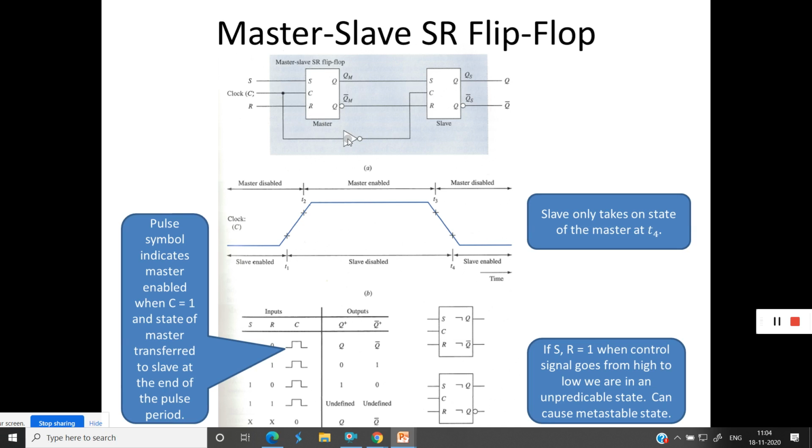So 0 will come at the input of the inverter, 1 will come here. So 1 will come at the C of the slave section. So slave is enabled now. Whatever the QM and QM bar are, they are applied to the S and R inputs of the slave section, and it will reflect on QS and QS bar on the next level of the clock pulse. So whatever the content of the master will be copied onto the slave on the next edge or on the next level of the clock pulse.